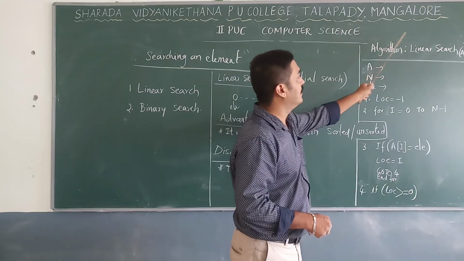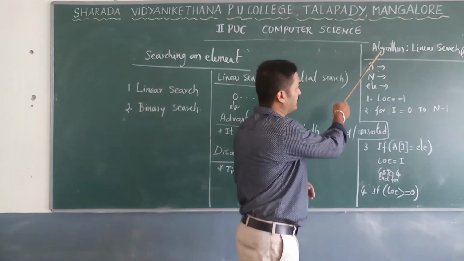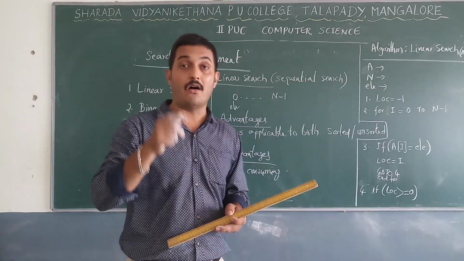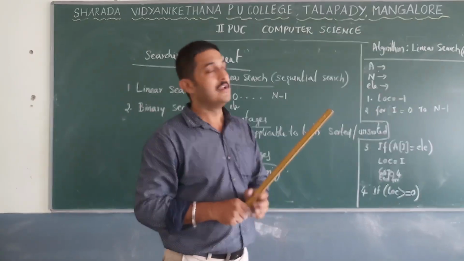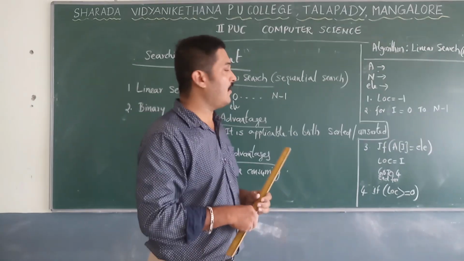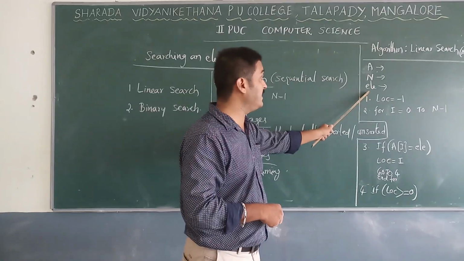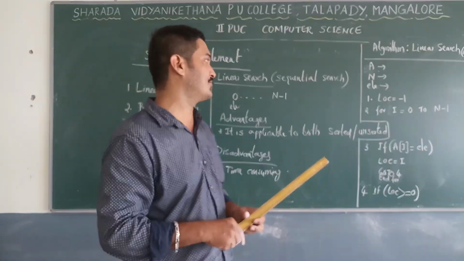So, algorithm linear search array A of n elements. After this heading, that means the algorithm name, we have to specify all the variables. So what are the variables we are using in our algorithm? A means capital A or array A of n elements. N means capital N, number of elements, and ELE is the search key, that is to be searched.